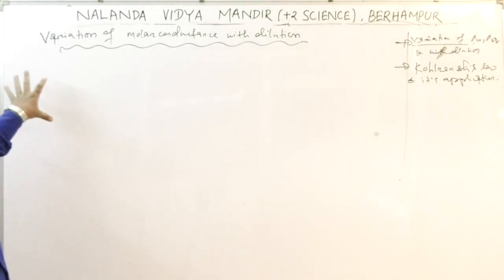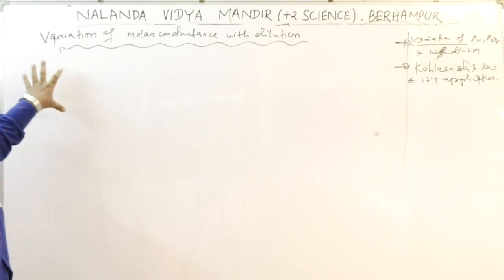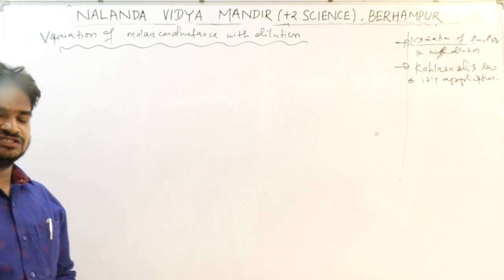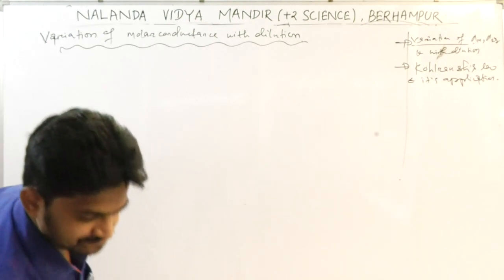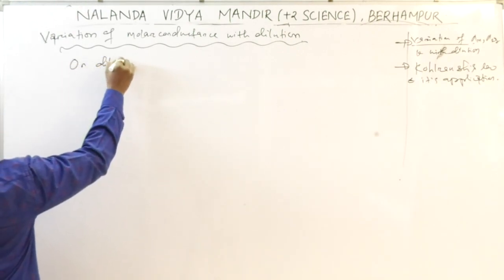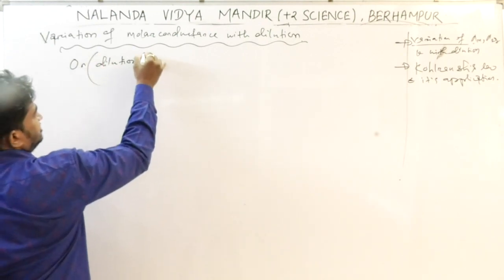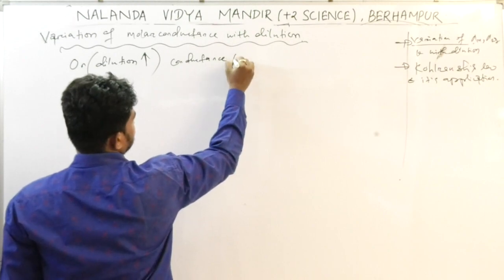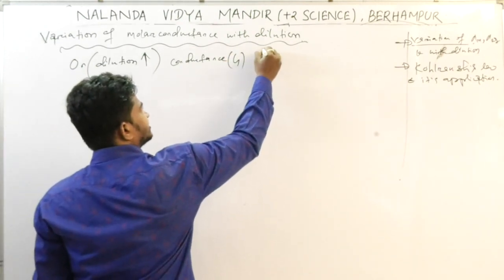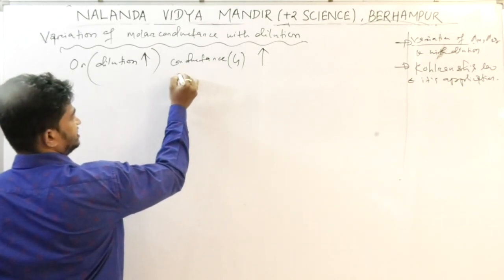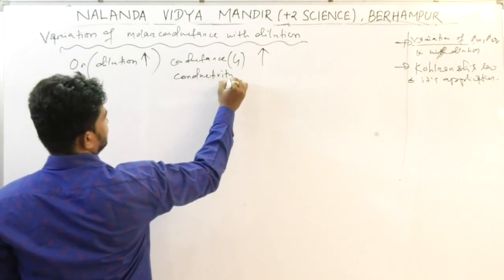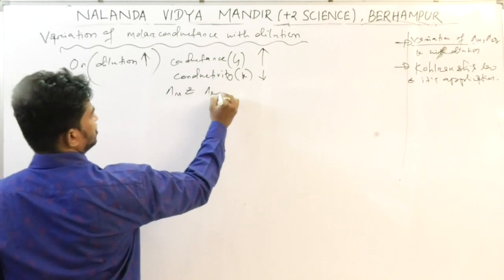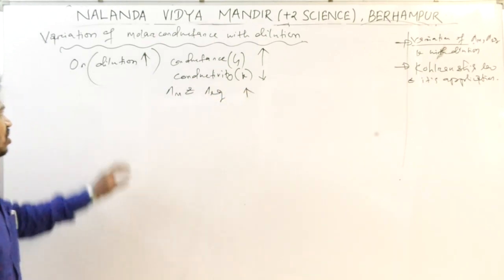See, what effect does dilution have on the conductivity, conductance, molar conductance, and equivalent conductance? On dilution, or when the dilution increases, conductance increases. Conductance, represented as G, also increases. At the same time, conductivity, that is kappa, decreases. Molar conductance and equivalent conductance increase on dilution.